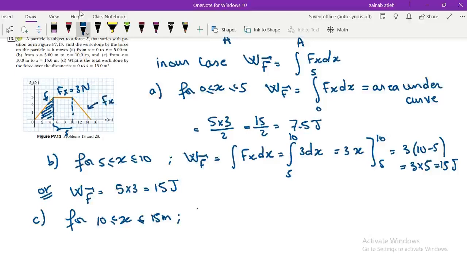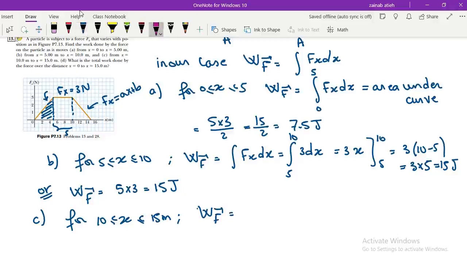You can find f of x as a function of time. F of x, for sure, is equal to ax plus b. You find a and b, which are the slope and the vertical intercept. Or simply, not to find the equation of the straight line and substitute for it, you say that the work of f is equal to the area under the curve.